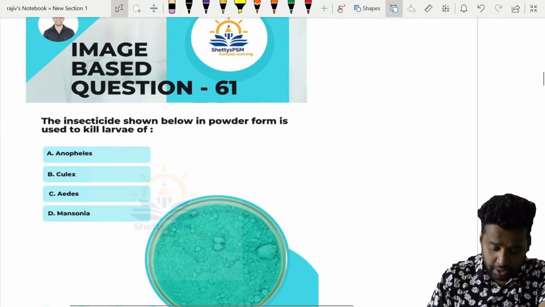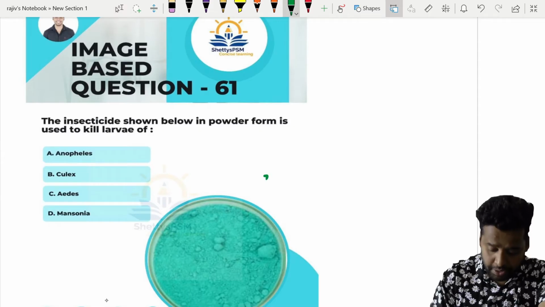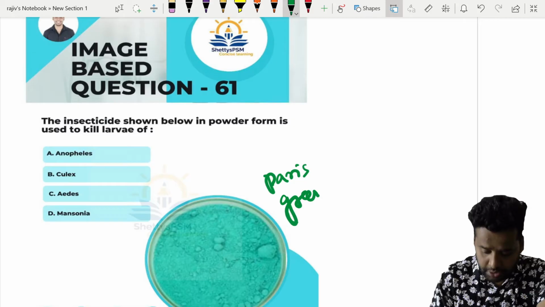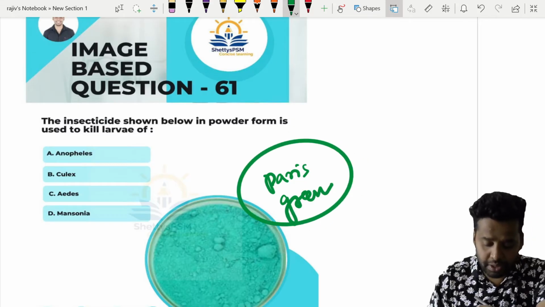What is this green color powder? This is Paris green. Paris green is stomach poison, not nerve poison, it is stomach poison. Paris green in powder form.